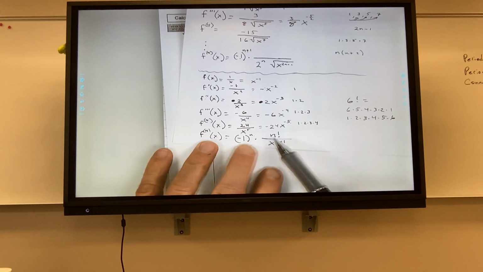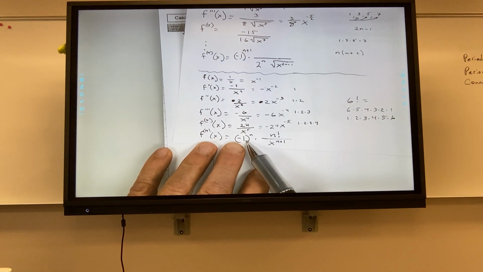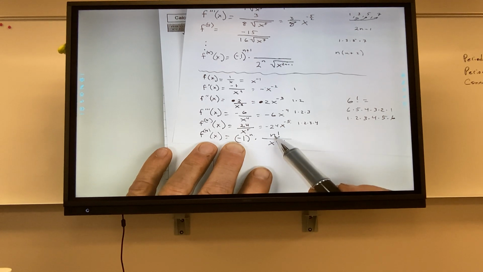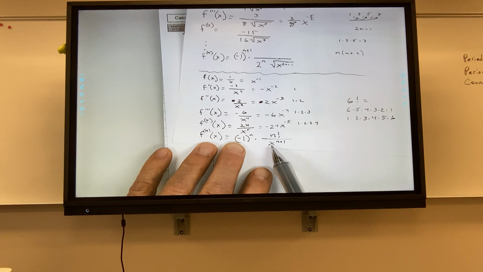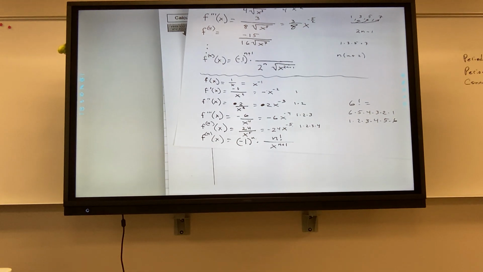So the 8th derivative would be positive, correct? It would be 8 factorial, whatever number that is, and it'd be over x to the 9th. Is everybody kind of seeing that? I think so. I'm just going to see if I can find that on my calculator, the factorial. What kind of calculator do you have?